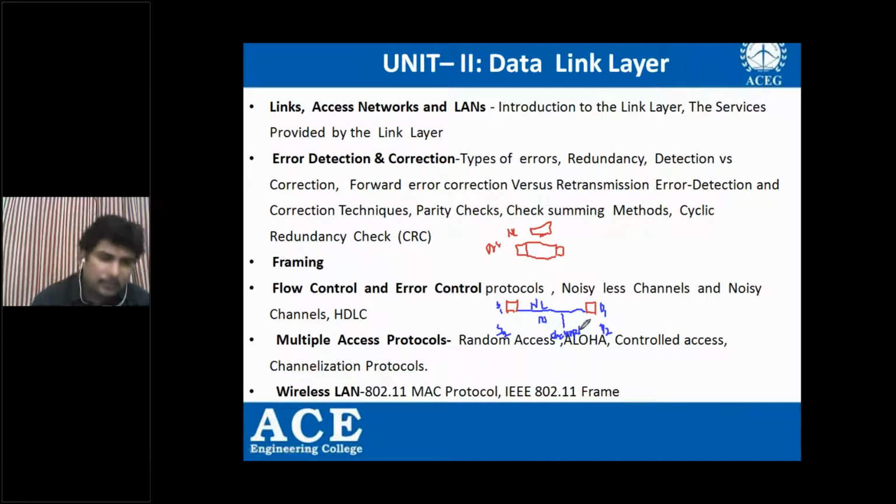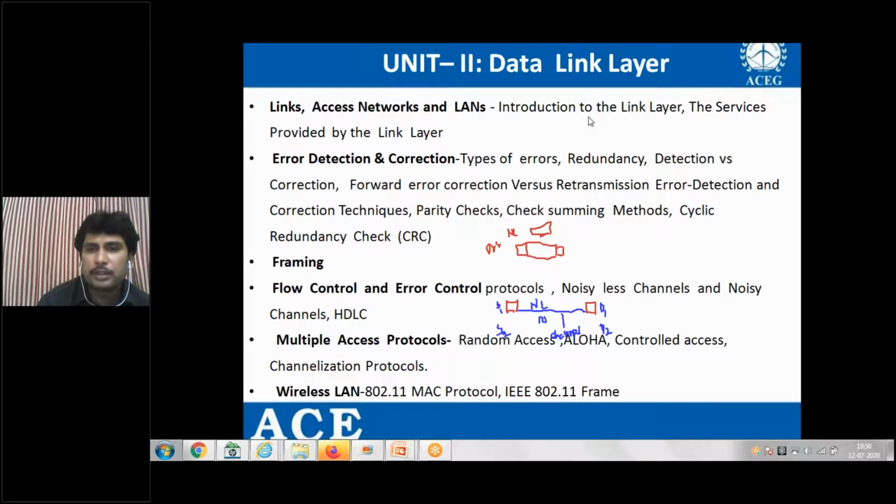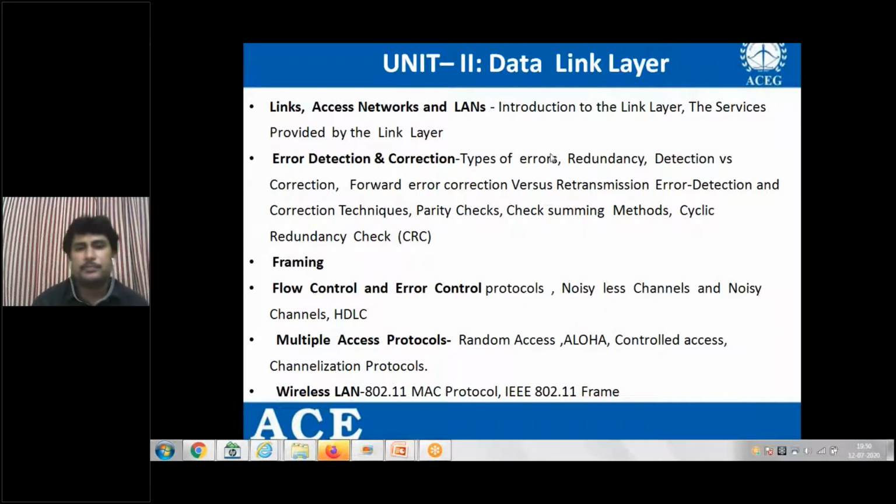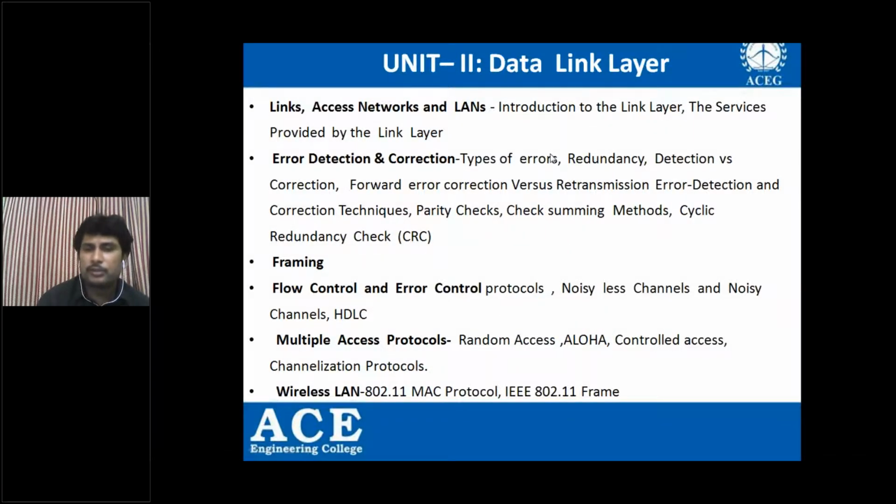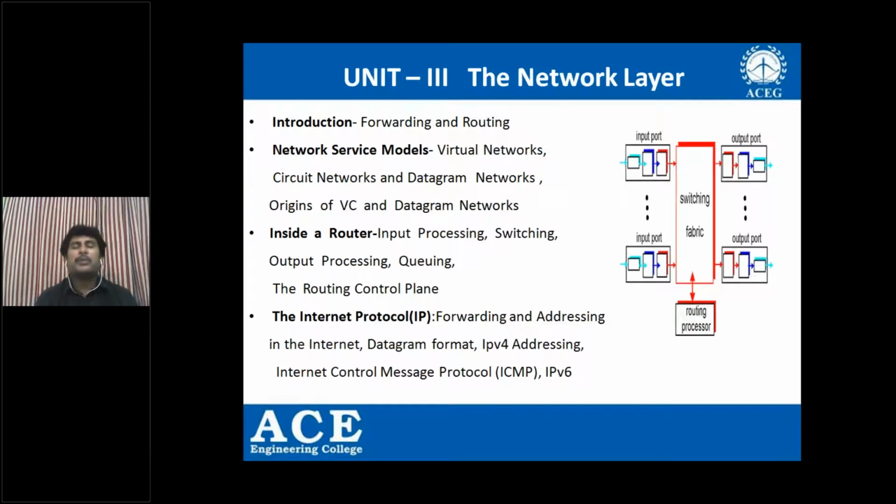And in the last unit, we introduced 802.11, which is called Wi-Fi. Here we will try to understand its frame and protocol. Okay. This is what we are going to introduce in unit number 2. After going through unit number 2, we would be moving ahead to the third layer of the OSI model called network layer.